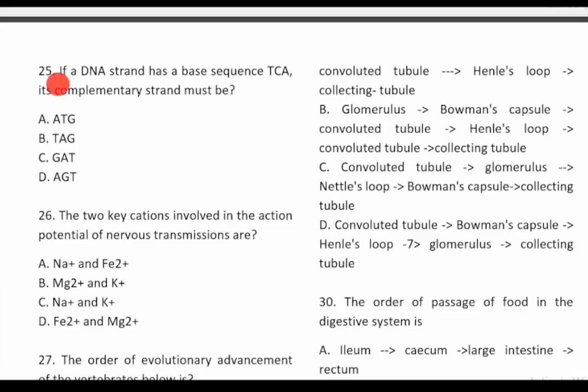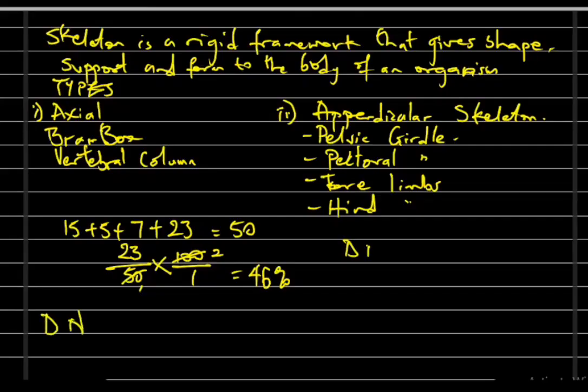So question 25. If a DNA strand has a base sequence of TCA, its complementary strand must be A. ATG, B. TAG, C. GAT, and D. AGT. Okay, let me just put it here. DNA, the complementary strands that we have it looking like this: A, G, T, C, A, T, G, A.